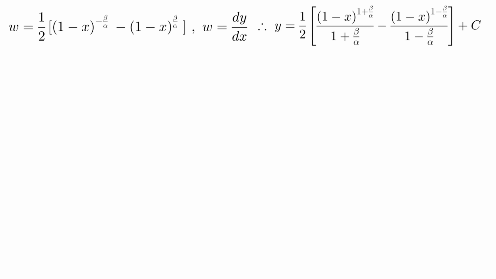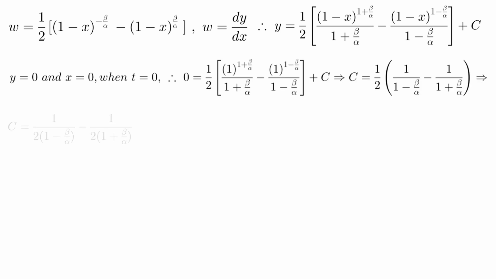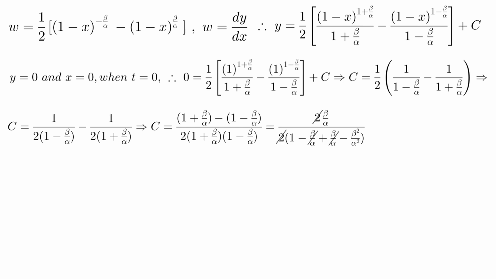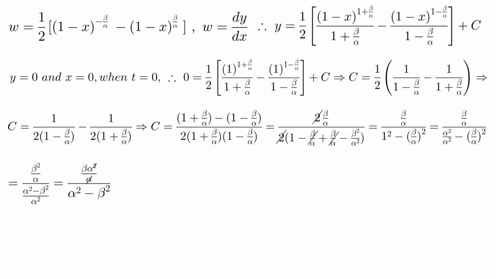So we have one more constant of integration to find. We just plug in the initial conditions like we did earlier. We have y equals 0 and x equals 0 when t equals 0. We do all the algebraic operations, and we end up with c equals beta times alpha over alpha squared minus beta squared. And that's your constant of integration.